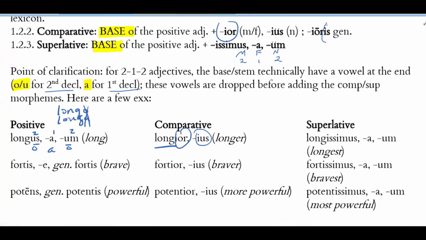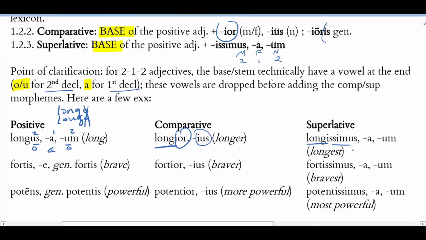Okay, so longior, longius. Say that with me. Longior, longius. And that's longer. Longus is positive, longior, longer. And then I just grab that same base, long, without its stem vowel, and I add issimus to get these superlatives. Everybody, longissimus? Longissimus. So longest, and that's the superlative form.